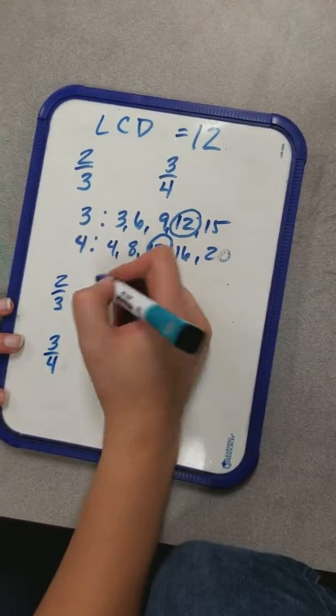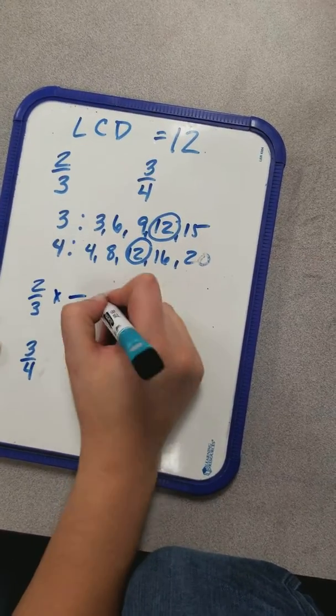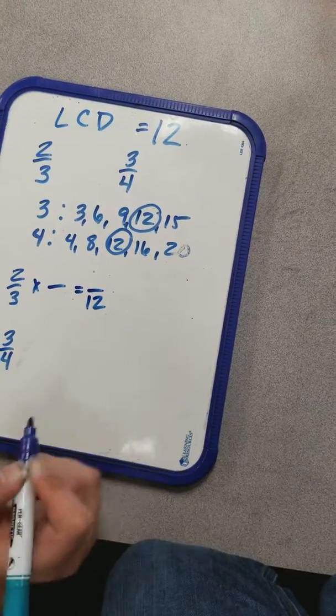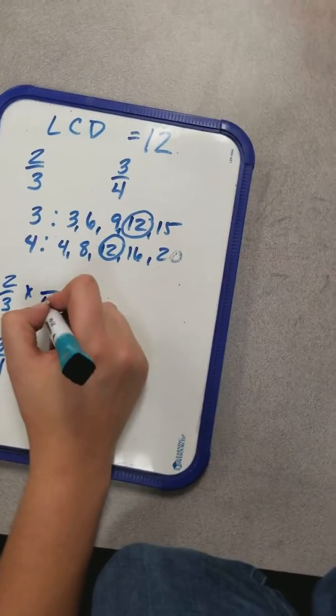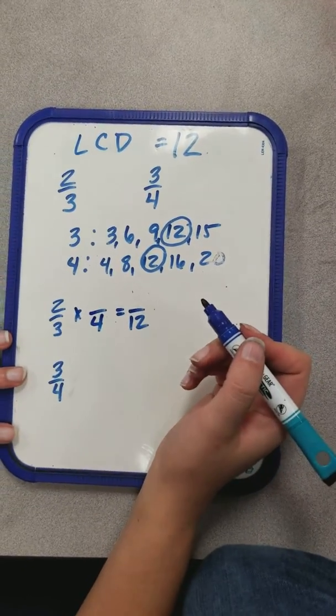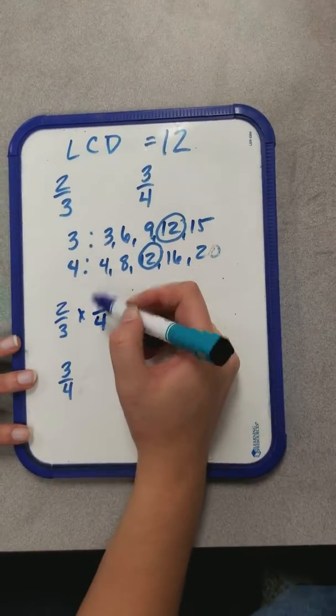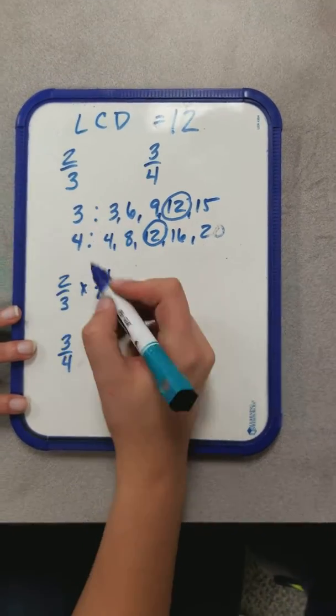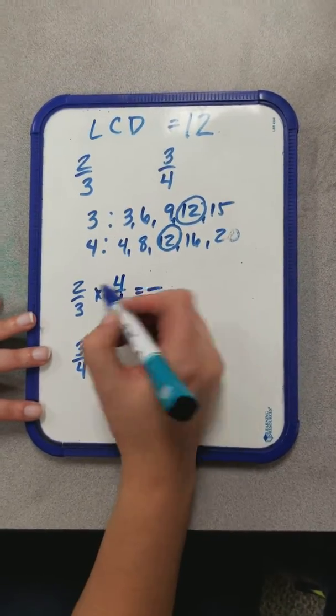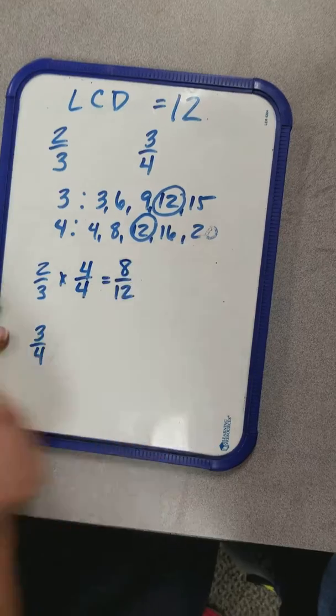And I'm going to say to myself, well, 3 times what equals 12? Well, I know 3 times 4 equals 12. And with math, we must always be fair. Since I did it to the bottom, I must do it to the top. So since I did 3 times 4 equals 12, I'm going to do 2 times 4 equals 8.